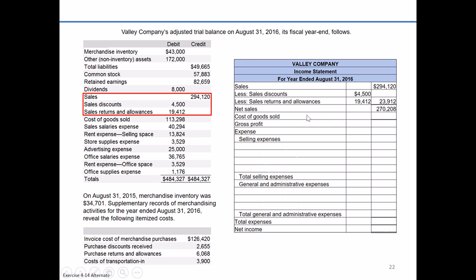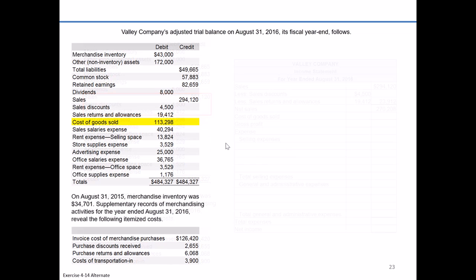But this is where things change. Again, instead of subtracting out all our expenses as one subtotal, we're initially going to subtract out only one expense, called cost of goods sold, in order to arrive at gross profit, or often called gross margin. Now, in this situation, we've been provided the total of cost of goods sold being $113,298 because we use a perpetual inventory system. And so we keep our expense account up to date. As we're selling goods, we take out the cost from our inventory balance on our balance sheet, and it shows up as an expense on our income statement.